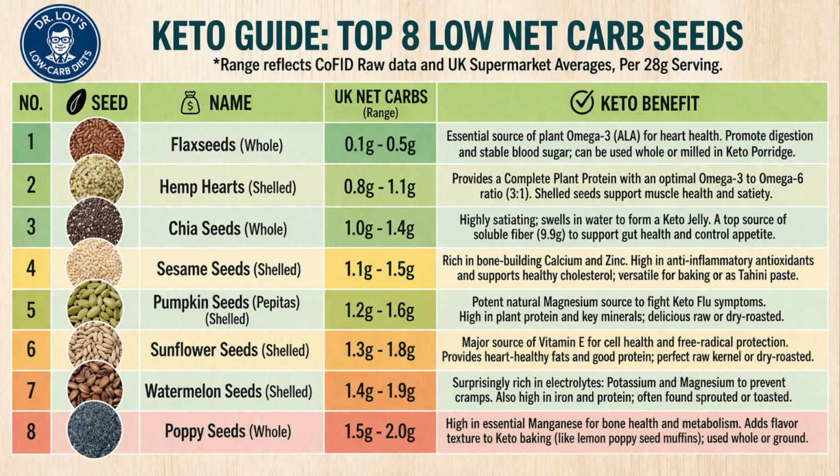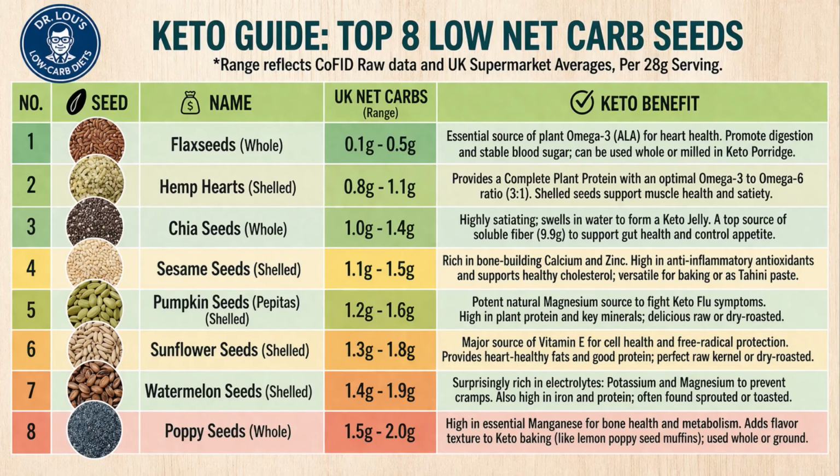Now, number two, we have hemp hearts. They're shelled and they're 0.8 to 1.1 grams. What's the benefit? Provides a complete plant protein with an optimal omega-3 to omega-6 ratio of 3 to 1. Shelled seeds support muscle health and satiety, so in other words, you feel satisfied after eating. Lots of nice oils. These are all helping to add to your health.